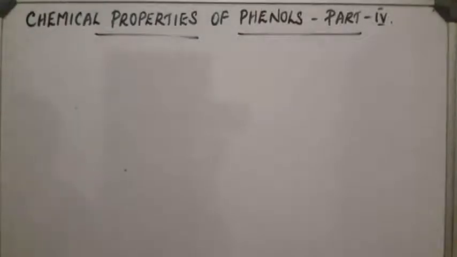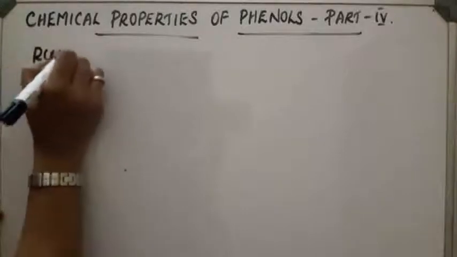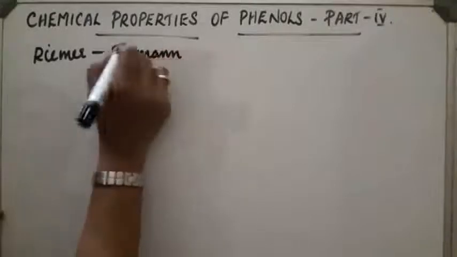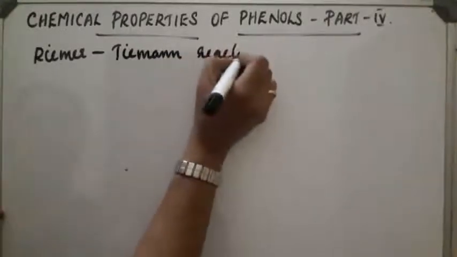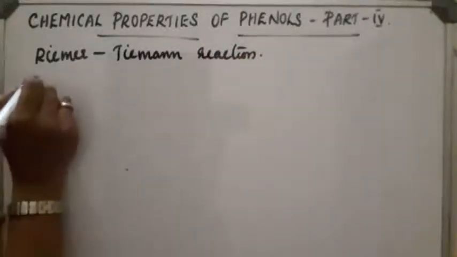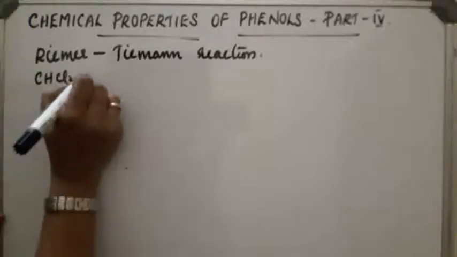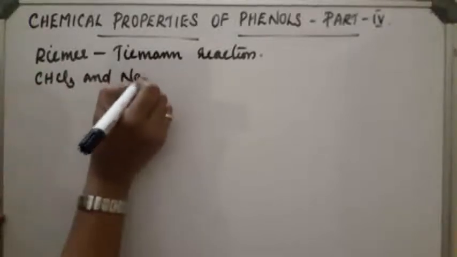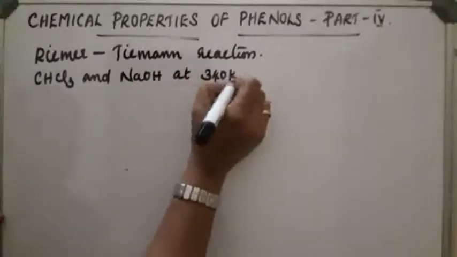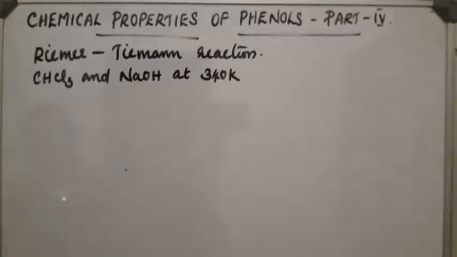Next reaction is Reimer Tiemann reaction. Phenol on treatment with chloroform CHCl3 and alkali NaOH at a temperature of 340 Kelvin, reaction takes place and ortho-substituted compound will be obtained, which is orthohydroxybenzaldehyde, and a small amount of para-isomer is also obtained.